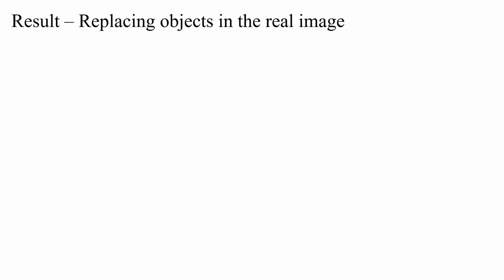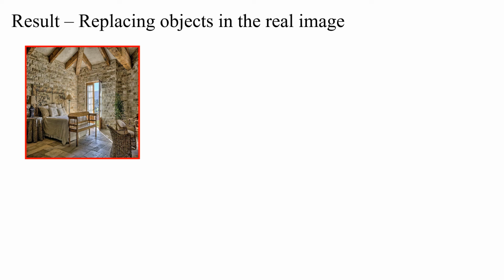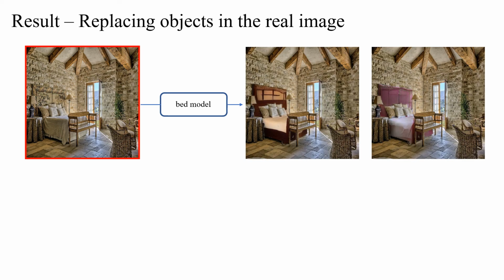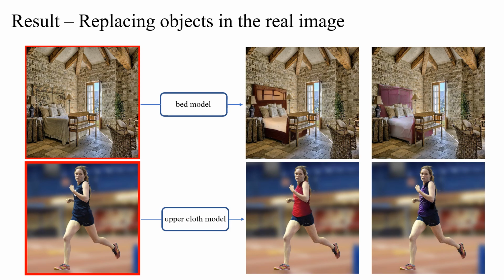One interesting application is that we can use a class-specific model to replace objects in a real image. Here we show a real image. For example, we can use a bed model to replace its original bed. Similarly for human upper clothes. Note that since the class-specific model considers surrounding context, the generated results are still consistent with the background, such as the lighting condition on the cloth.